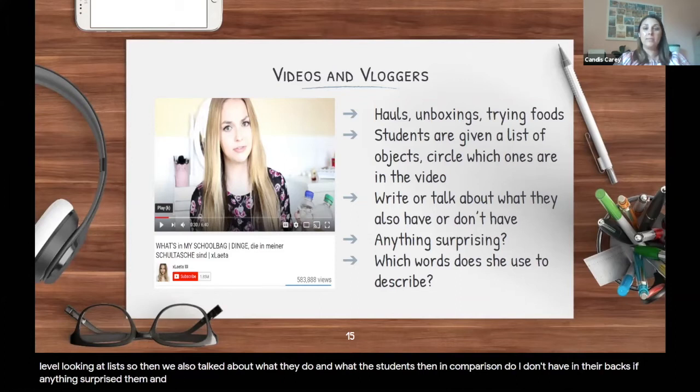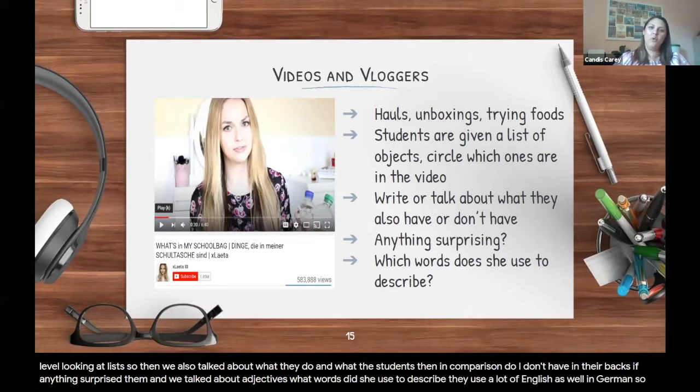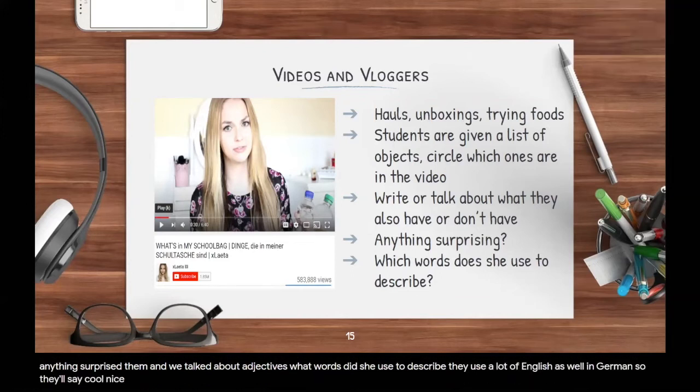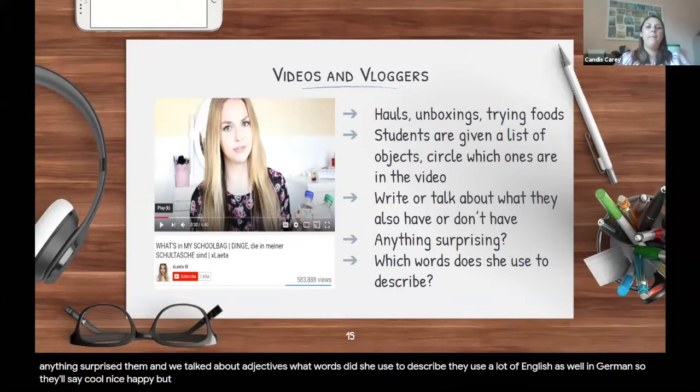And we talked about adjectives. What words did she use to describe? They use a lot of English as well in German. So they'll say cool, nice, happy, but they'll pick up on the German adjectives too.